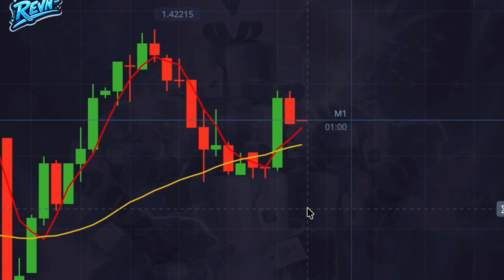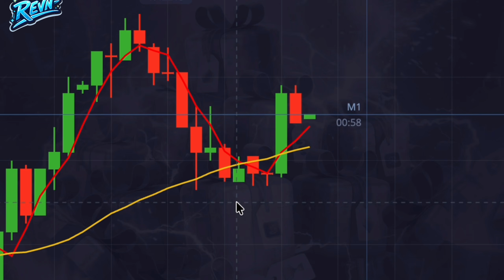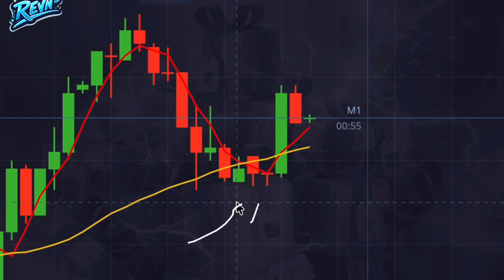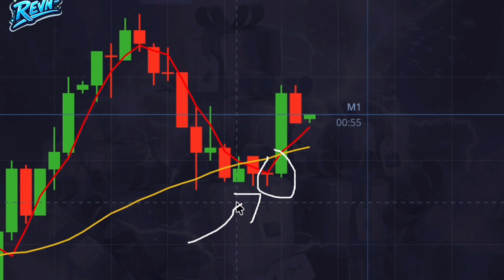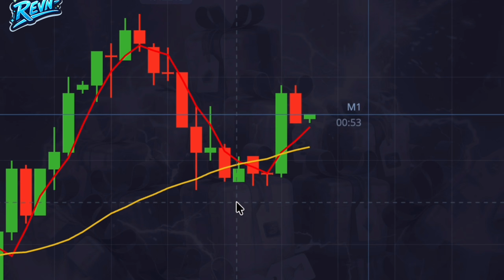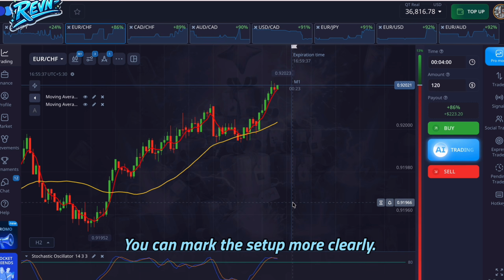Now, some people may see a crossover here and think that there is a downward confirmation. But if you look carefully, you can understand that even after the crossover, this candle is still not moving downward. That means, after the crossover happens on this candle, we need to wait a little and observe the next candle to see whether it moves in the same direction, where our confirmation is forming or not. After that, you can mark the setup more clearly.